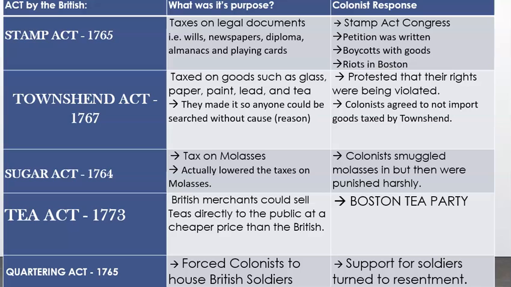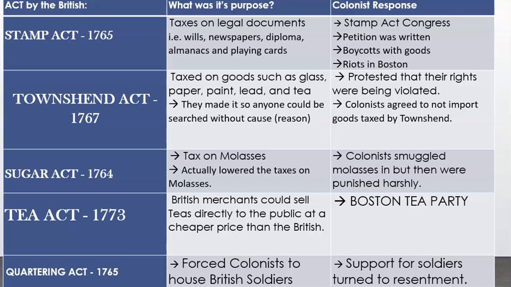And then eventually the Townshend Acts are going to be wreaking havoc for a few years, and then those are going to get repealed. All except for one, the Tea Act of 1773, where British merchants could sell tea directly to the public at a cheaper price than the Americans. I shouldn't say than the British. This will lead to the Boston Tea Party.